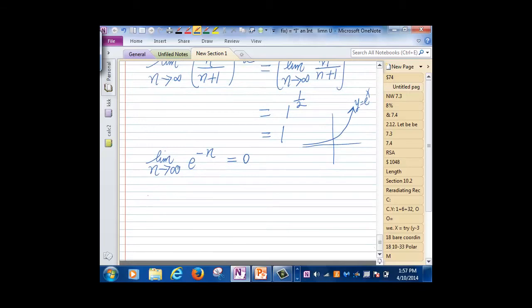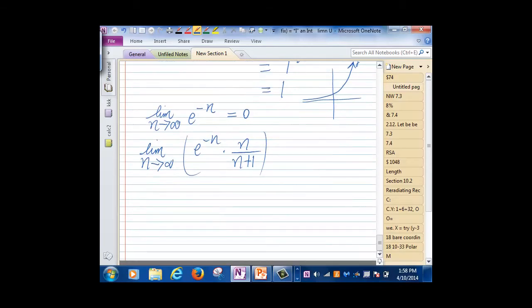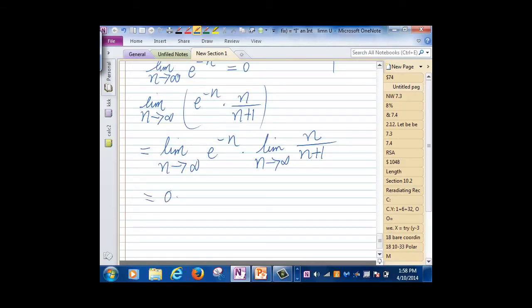So what's the limit as n goes to infinity of e to the negative n multiplied with n over n plus 1? What will that limit be? By the product rule that I gave you, this limit is the same as the limit as n goes to infinity of e to the negative n times the limit as n goes to infinity of n over n plus 1, and one of them is 0, the other one is 1, so the limit is 0.